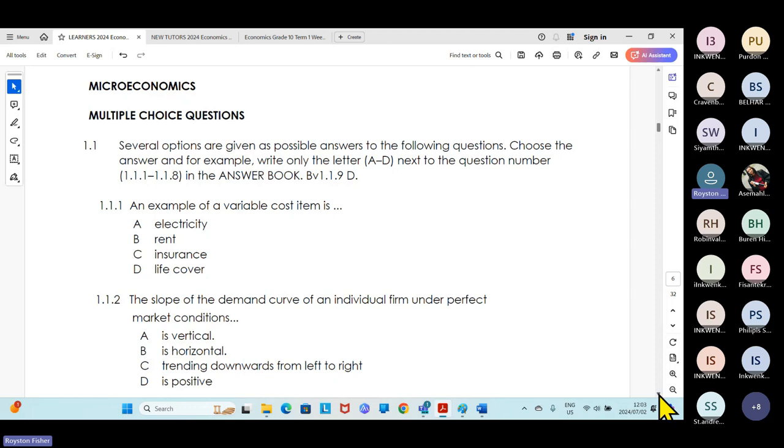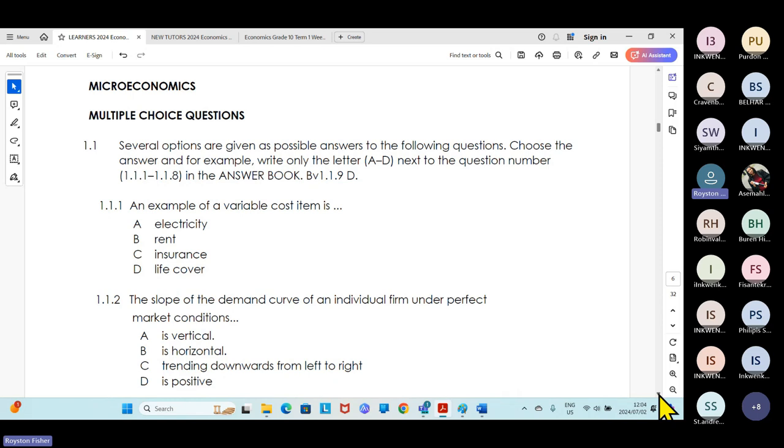So we're going to go over some multiple choice questions now in your notebook. This is normally the first question that you get to see in Section A when you open your question paper. And it is very important to read the instructions. By now, you all know the instructions because they are given every time. Several options are given as possible answers to the following questions. Choose the answer and, for example, write down the letter A to D next to the question number. They give it to you. They also tell you how to do it. But sometimes you give more than one answer and that is incorrect.